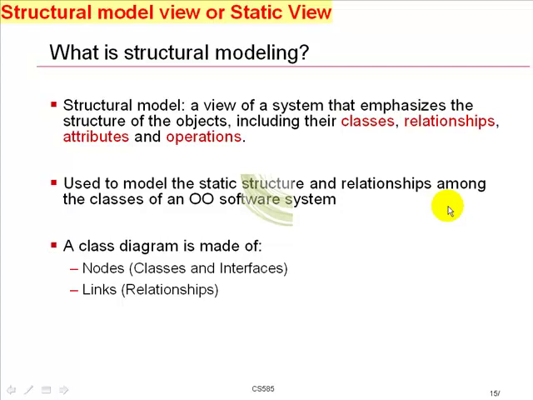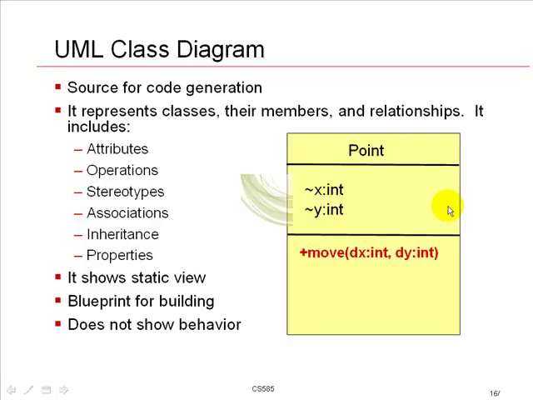For structural modeling in UML, we use the class diagram. A class diagram is nothing but nodes and links. A node is a class, a link is a relationship between two classes. And a link has a meaning, and there are different types of relationships as we introduce in UML.